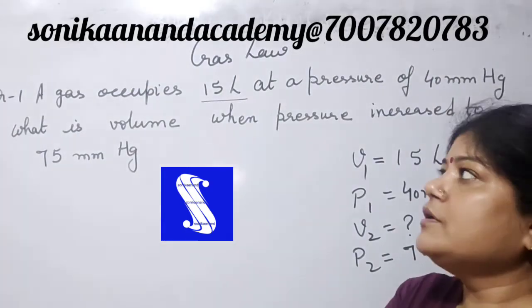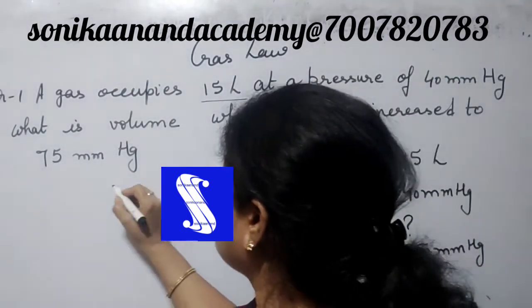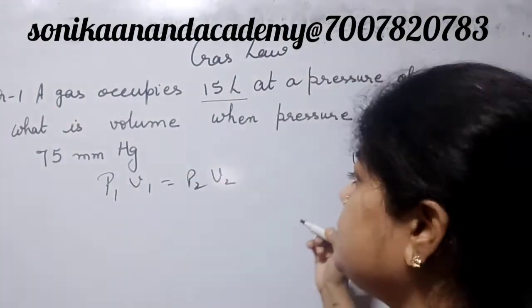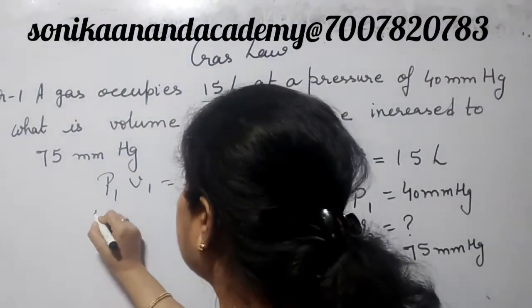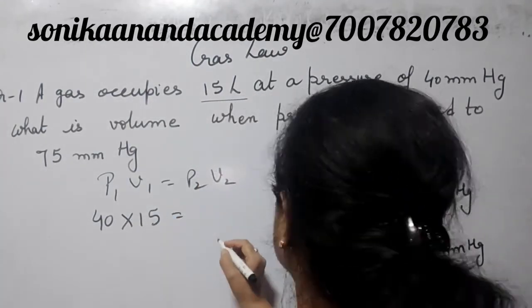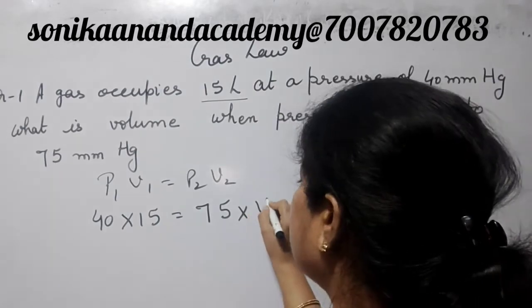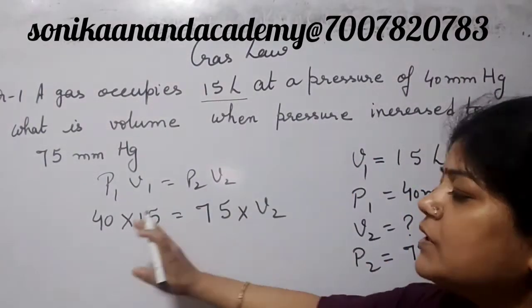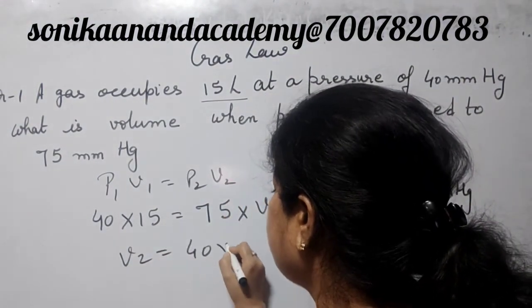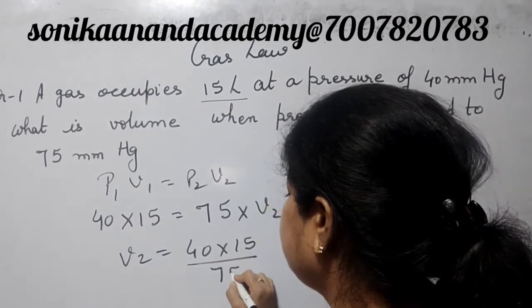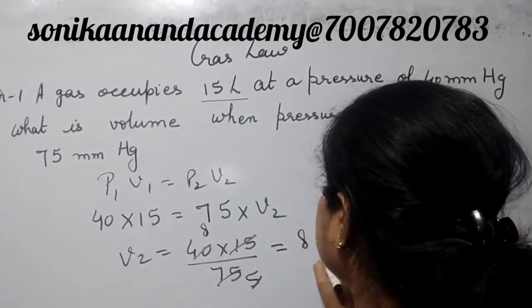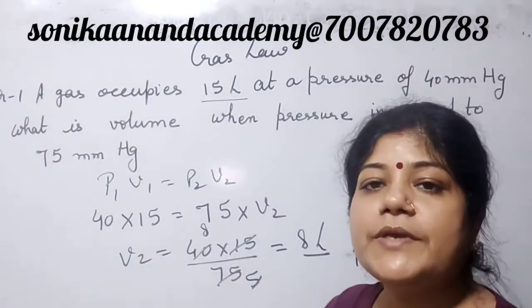Now from the Boyle's law, here we apply the Boyle's law. So from the Boyle's law we have P1 V1 is equal to P2 V2. Now substituting both the values, what we get? 40 times V1, that is 15, second pressure, that is 75, and volume V2 we have to calculate. So V2 is equal to 40 into 15 over 75. 15 5s are 75 and 5 8s are 40. That means volume becomes 8 liters. So this question is based on the Boyle's law.